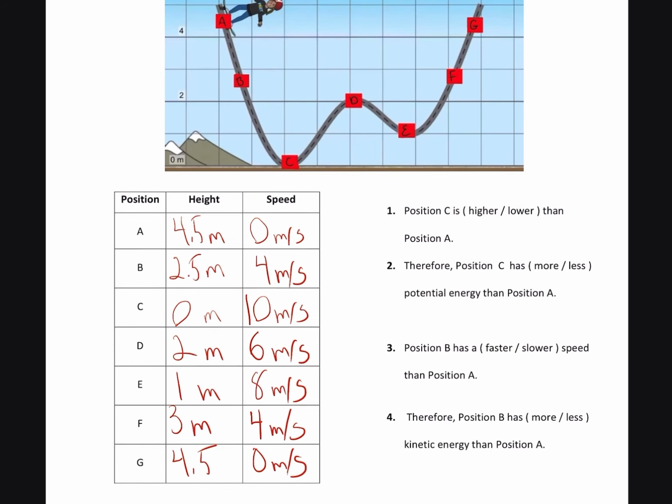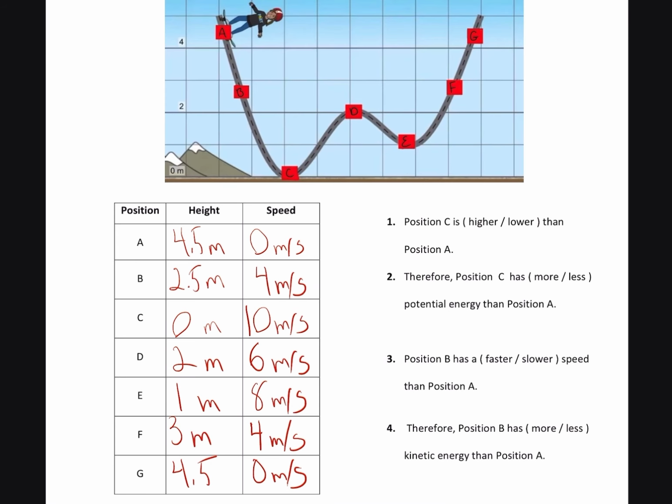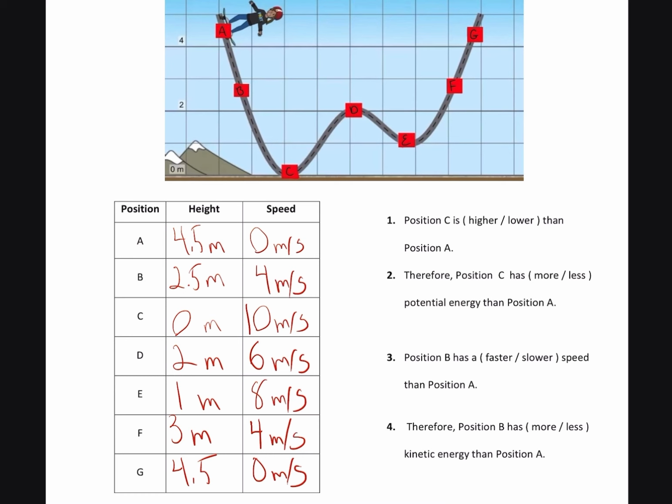So we can see here that the closer to the ground she gets, the faster she's going. And the higher up she goes, the slower she's going. So now we're going to answer our questions.